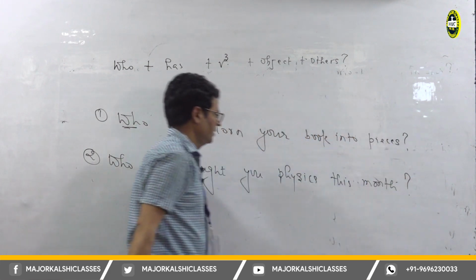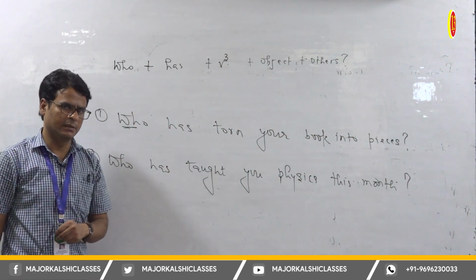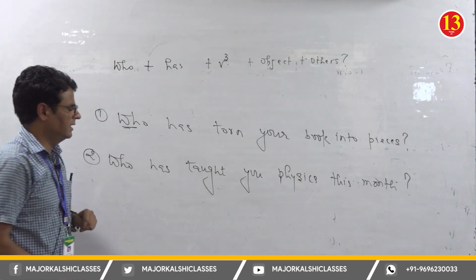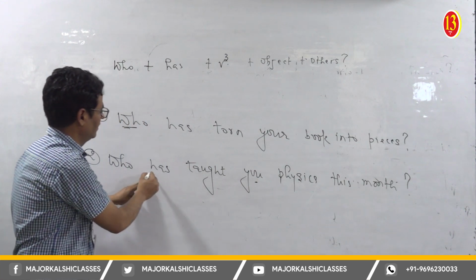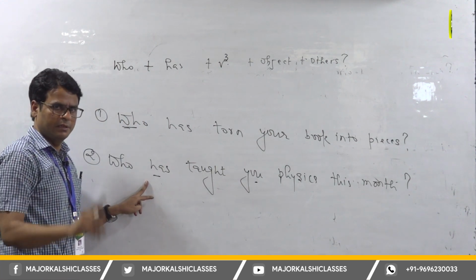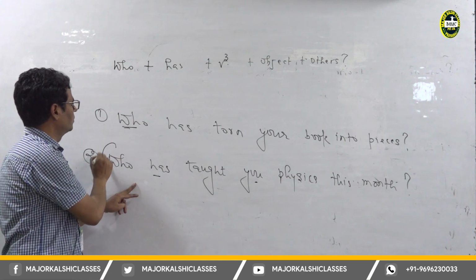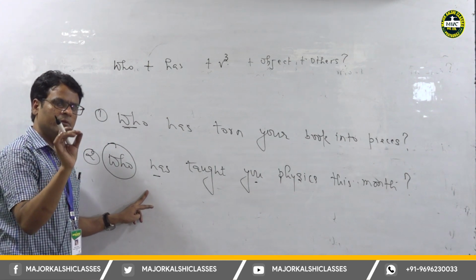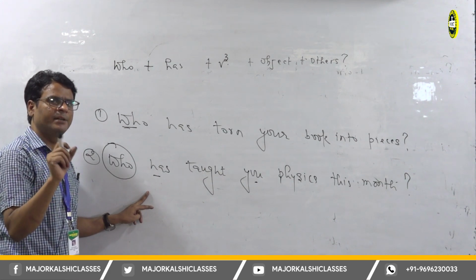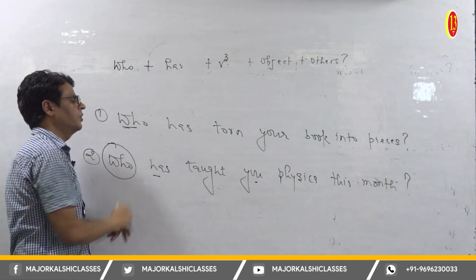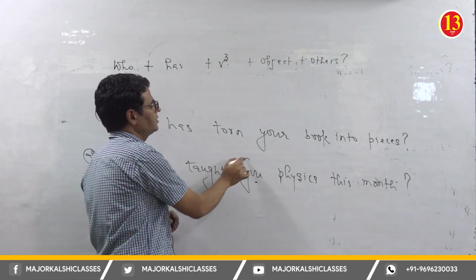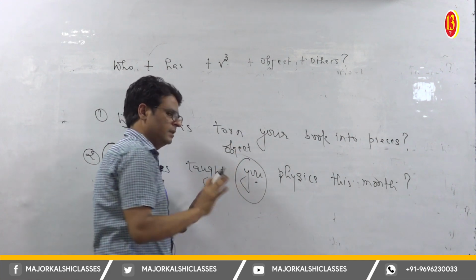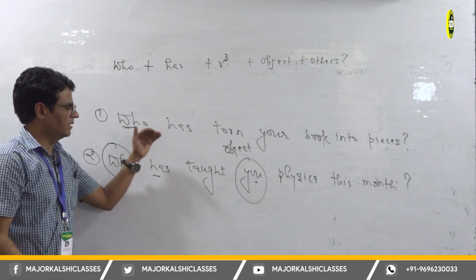This is your example. Who has taught you physics this month? Never be misguided by thinking that "you" is the subject, that's why "have" will be used. Never be misguided like this, because "who" is your subject as well as your question word. Wherever you find "who", always remember that "who" is singular. Who has taught you physics? And "you" is not the subject but the object, right? I hope everything is clear now.